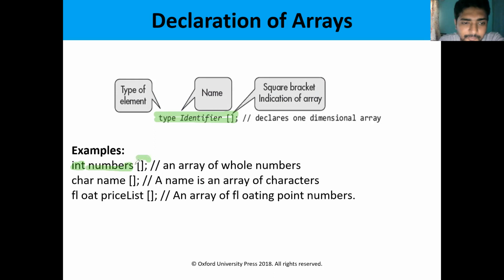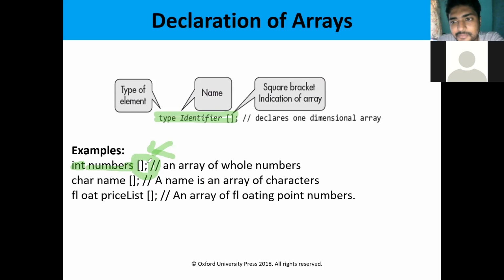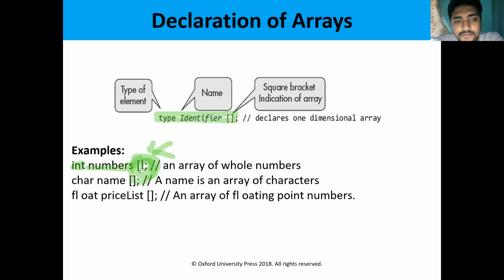Each array has a subscript. We can mention the size within the square braces. Every array is identified by the square braces, and this reflects the size of the array. Then type is char, array name is name, with a subscript. Type is float, array name is pricelist. Like that we can declare arrays. Here we have not initialized them, that means we have not given any values.